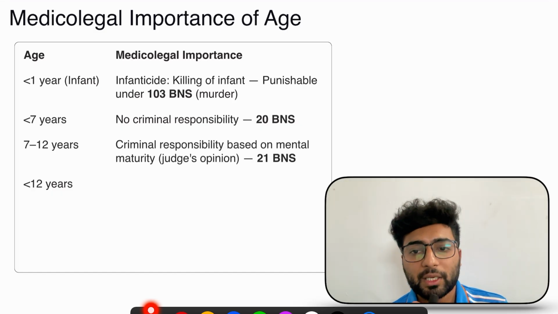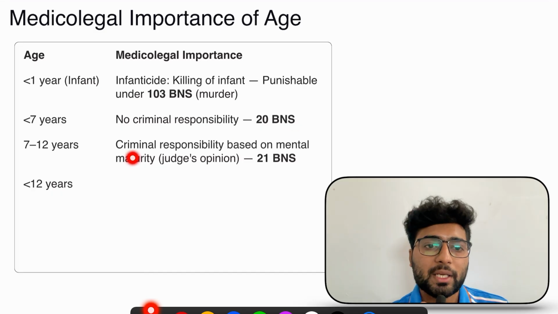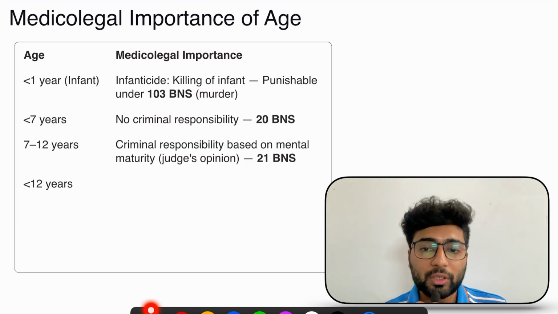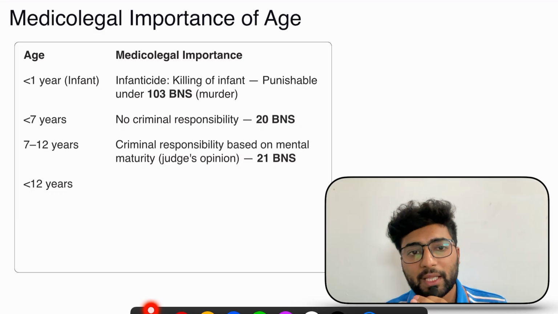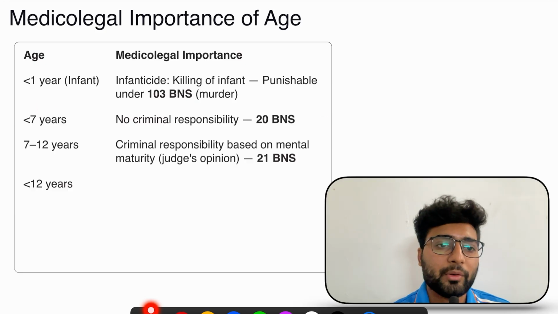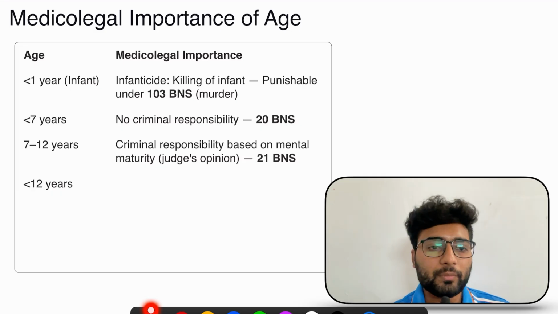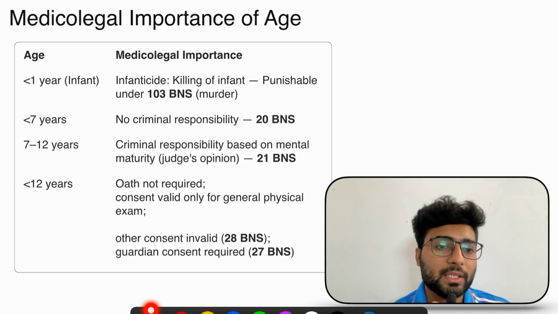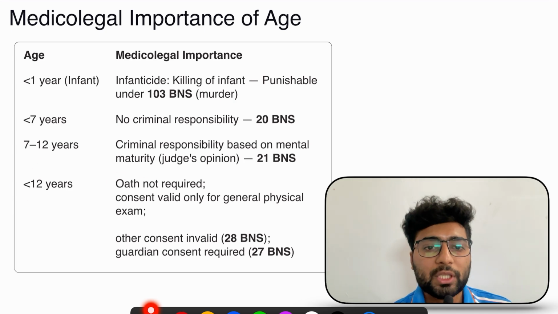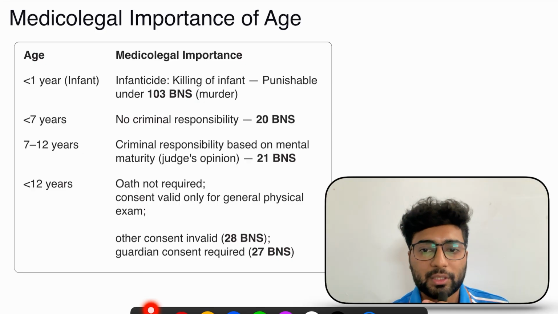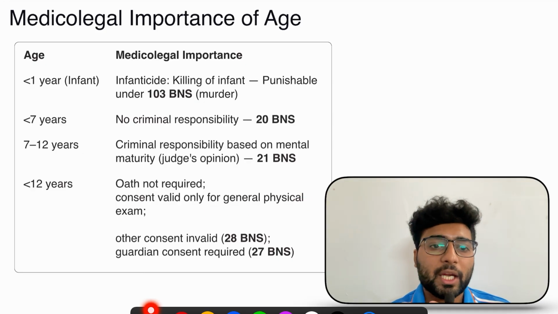7 to 12, criminal responsibility is decided based on the mental maturity, and the bench of judges will decide whether the child is mature enough to understand what crime he has committed, and then accordingly punishments are given. So we have less than 7 years 20 BNS, 7 to 12 we have 21 BNS. If the child is less than 12 years, then oath is not required. If the child is presented in court, oath is not required because the child doesn't understand the importance of it.